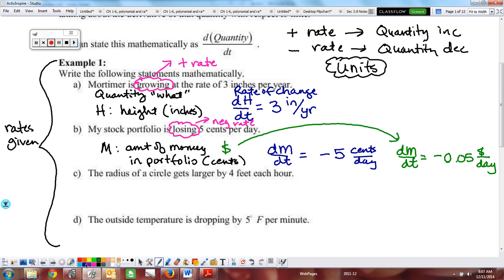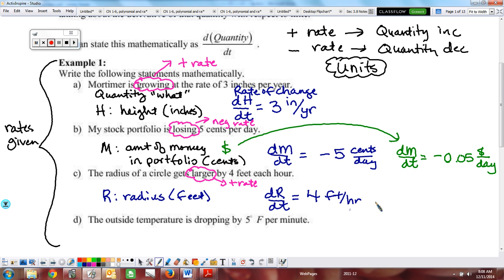All right, in the next example, your radius gets larger by 4 feet each hour. So what quantity is changing? The radius. What units are we measuring it in? We're measuring it in feet. Our rate of change, dr/dt, is going to be getting larger, so we know we have a positive rate. So our value, dr/dt, is going to be positive 4 feet per hour.